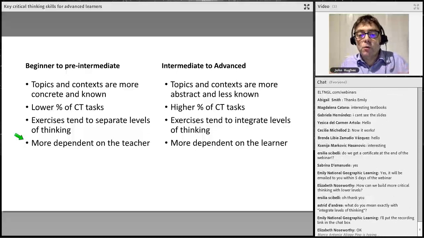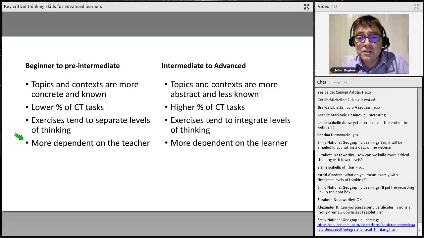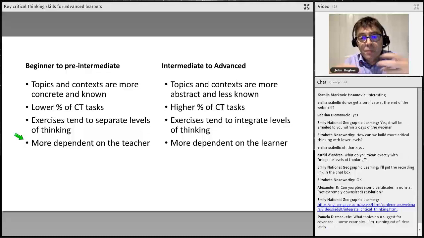Integrating levels of thinking, what I meant was that in one exercise we might ask students to use their critical thinking and then, for example, go back to a text and look for the author's view on something. So we're combining critical thinking with basic comprehension skills at the same time, and with advanced levels they can cope with both things going on at the same time.